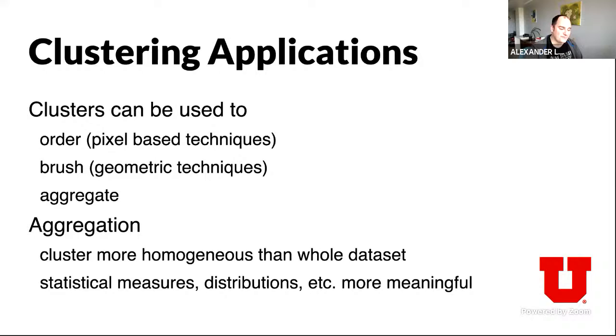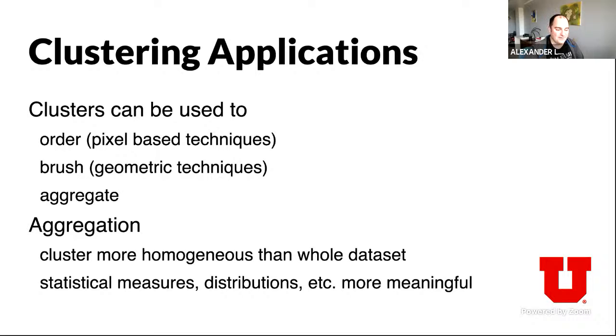And from a visualization perspective, clustering can be used to order. So all of the items in, let's say, a heat map that are in one cluster will be put together, or for brushing. So for example, in a geometric technique like a scatter plot, if you want to make brushing efficient, you could brush clusters instead of individual items. Or of course for aggregation. So I can represent just the cluster instead of individual items.